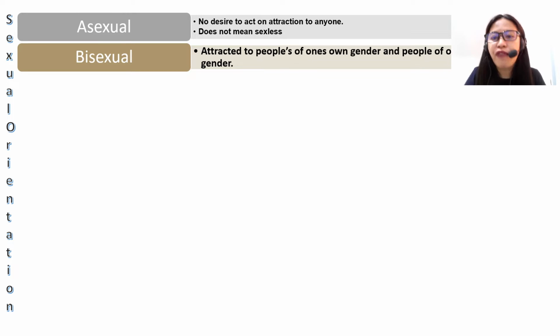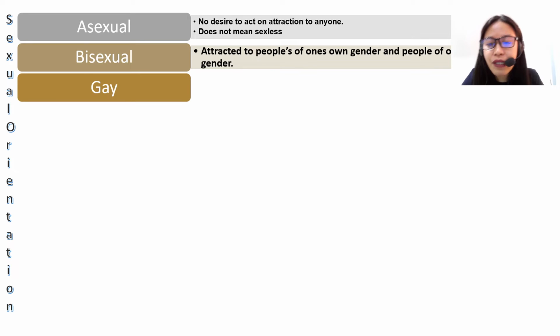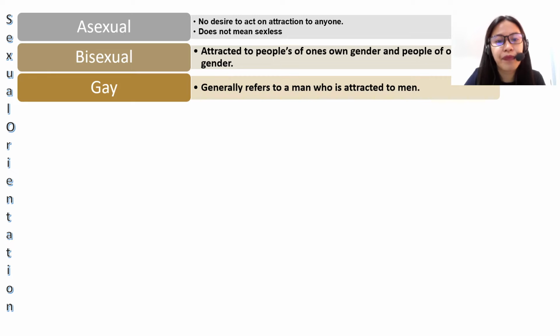For example, if ako ay babae, I am attracted to both babae at lalaki. And that's what we call bisexual. In the community, in terminologies in the community, we call them bi. Okay? Aside from bisexual, of course, we have gay.